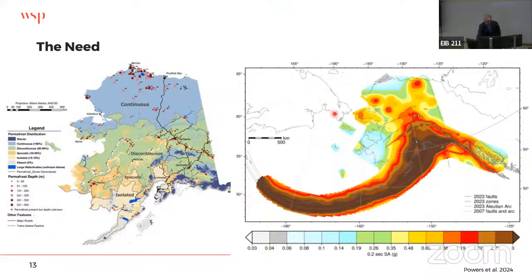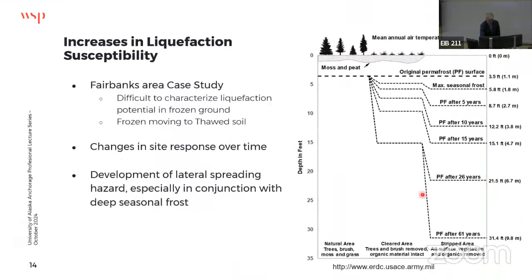And then on the right-hand side is the seismic hazard map. This is borrowed from the USGS, the most recent hazard mapping of Alaska from the 2023 model. You can see that we have seismic hazard, right? And so the combination of earthquakes and degraded permafrost ties back to the need for this conversation today. All right, so there's this liquefaction susceptibility.